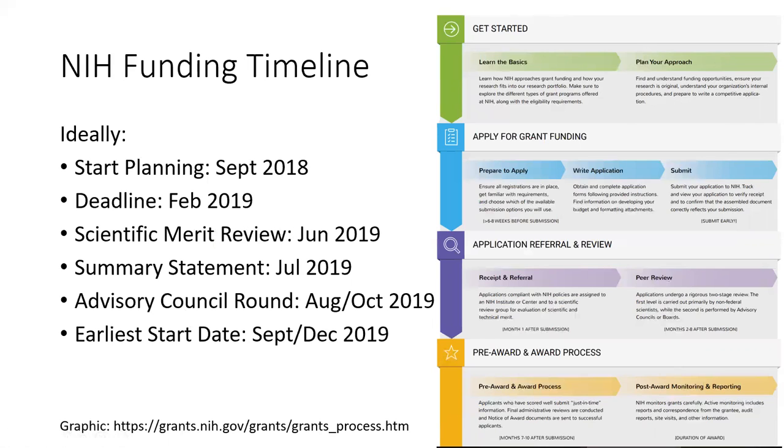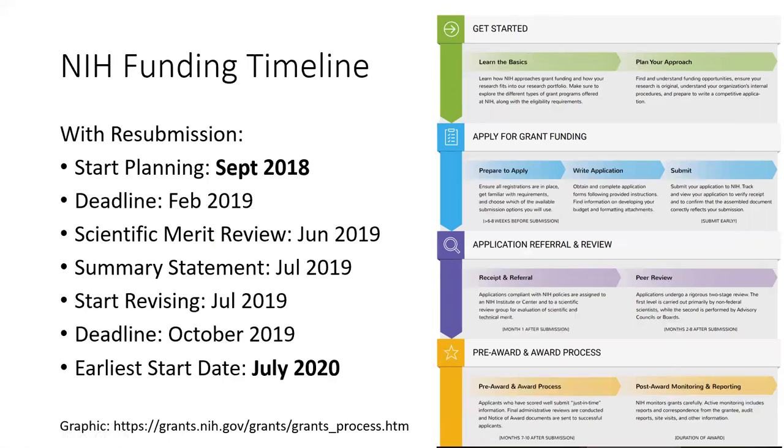So essentially a year to really get going. And that's a really optimistic view. More realistic, what's going to happen is we'll get a score from our scientific merit review committee. It'll probably, hopefully, be a good one that might not be enough to get us funded, but based on feedback from the summary statement that we get in July, we can start revising that grant application to submit it in October. And if that's the case, then we're looking at the earliest possible start date of July 2020.